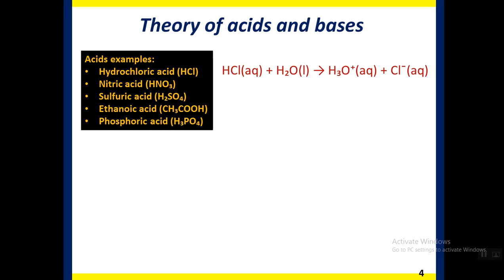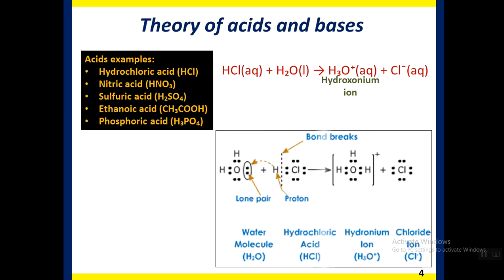Yes, if you take the example of HCl, that is hydrochloric acid, if we dissolve hydrochloric acid in water, it gives H3O plus ions and chloride ions. So these H3O plus ions are called the hydroxonium ions. So in this diagram you can see the mechanism. There is a water molecule and an HCl molecule.